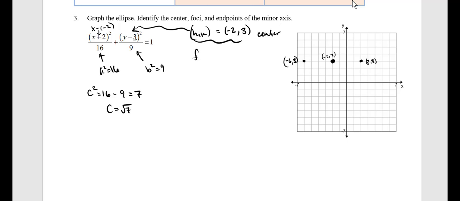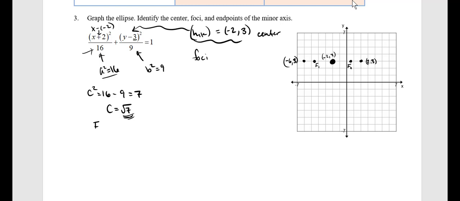If I want to find the foci, I'm still just going from this center point in the direction of the major axis, so that's the x direction, since x has the bigger number. We're going a distance √7 from this point where we're starting. So that's just less than 3 units in either direction from here. Maybe about here, and maybe about, that'd be 3, so a little less. There's one focus, there's the other focus.